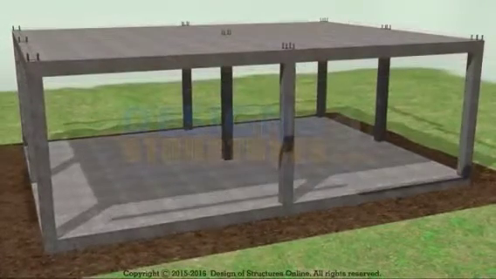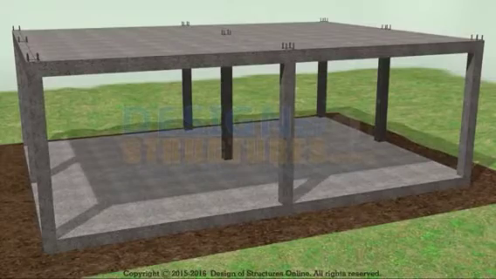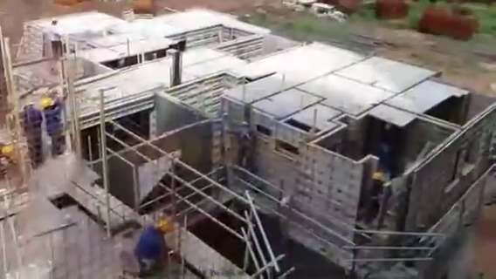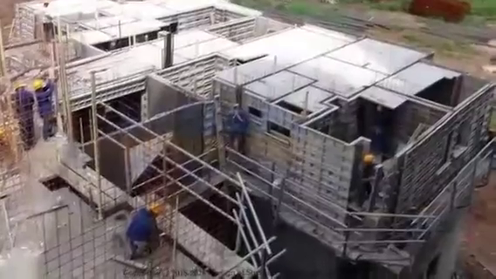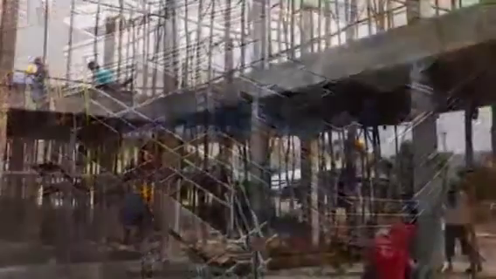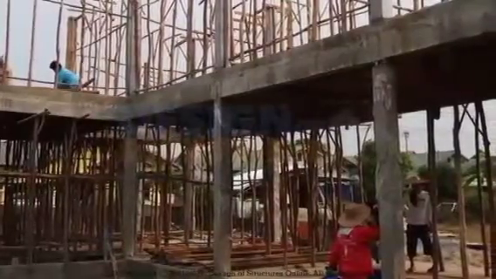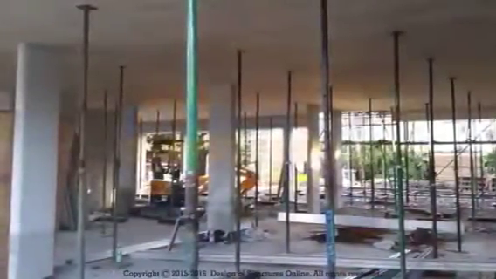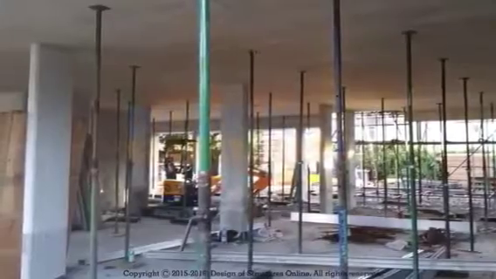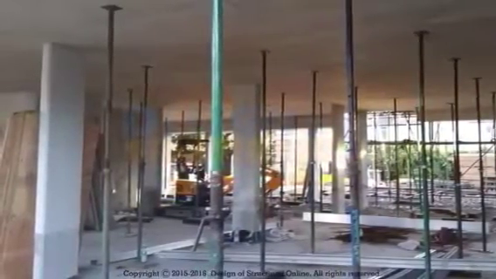Slab shuttering removal. Special attention is required for shuttering removal of flexible members such as beams and slabs, as these members are subjected to self-load as well as live load even during construction. They may deflect if the strength gained is not sufficient to handle the loads. Shuttering should not be removed until the concrete has developed sufficient hardness.